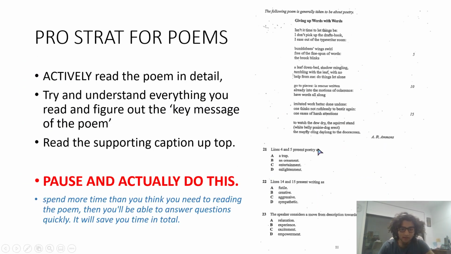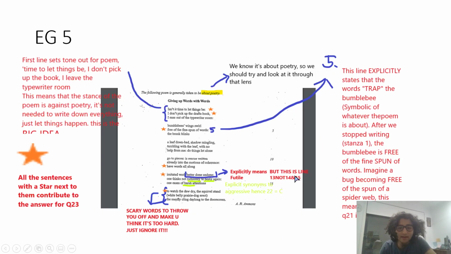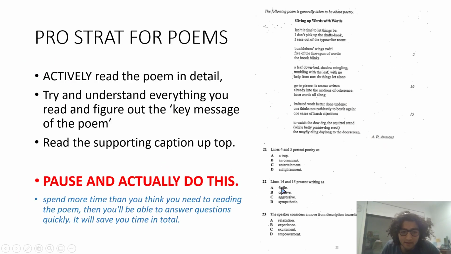Once you've got the central theme, then you can instantly rule out half of the options. For example, we haven't even looked at the rest of the poem. Those are just the first three sentences. I've got the big idea, right? Lines 4 and 5 present poetry as a trap, an ornament, entertainment, or enlightenment. I haven't read lines 4 and 5. I already know they're not entertainment. I already know they're not enlightenment. And it could be an ornament. It doesn't say anything about that.